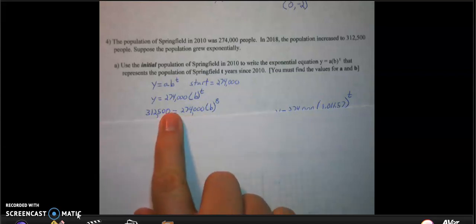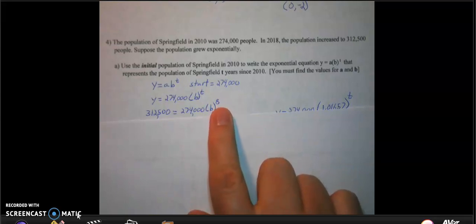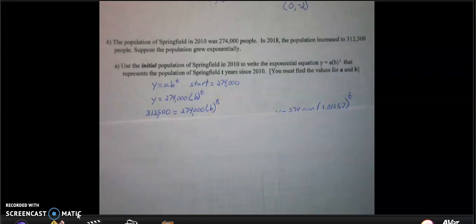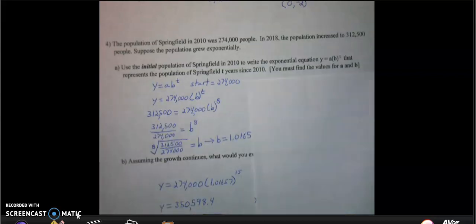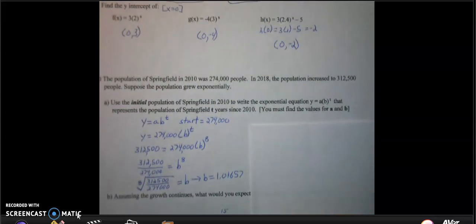Divide by 274,000, and then to get rid of the exponent of 8, we're solving for the base. So to get rid of an exponent, you raise both sides to the reciprocal exponent. And that gives you b equals 1.01657. Essentially what that's saying is you have a 1.657% growth rate. Okay, so there's our equation.